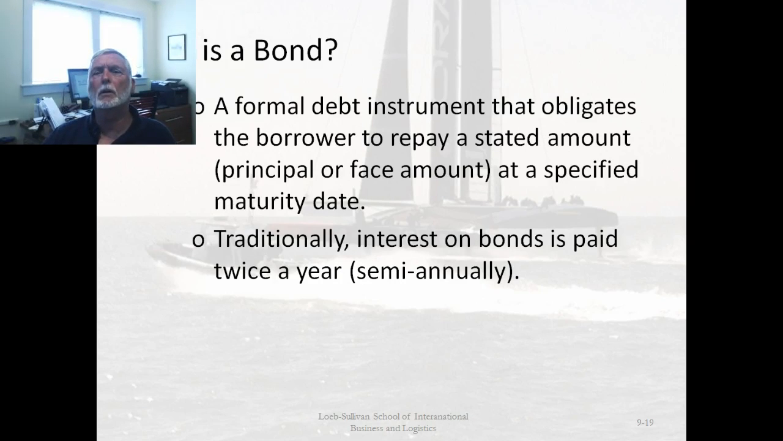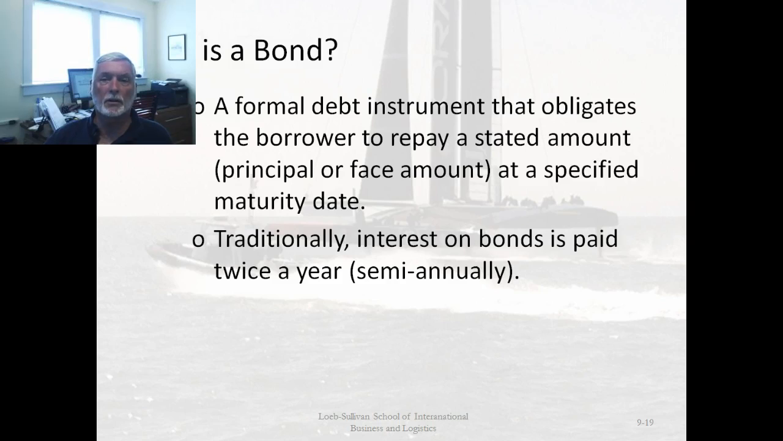It's a piece of paper that obligates the borrower to repay whatever stated amount, the principal or face amount of the bond, at a specific maturity date. Traditionally, bonds pay interest twice a year. There's no requirement that they pay interest twice a year, but that's what most bonds pay. And generally, the principal on a bond is paid back at the end.